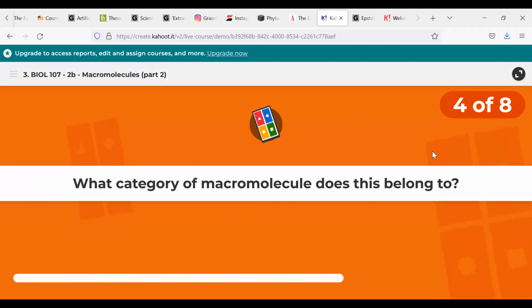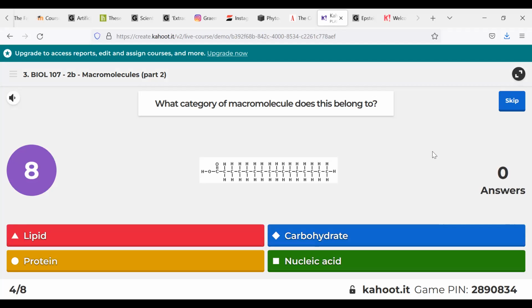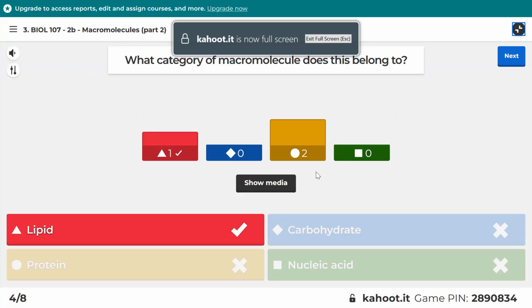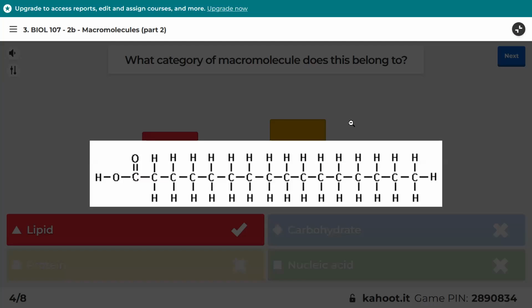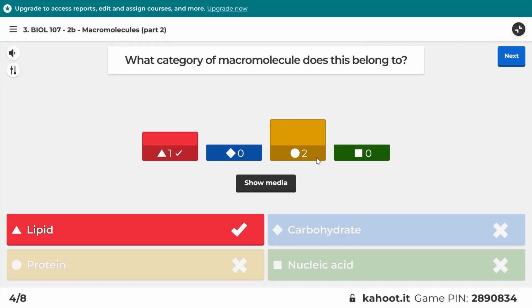Question 4, what category of macromolecule does this belong to? So this here is a lipid. You take a look at this, it is a whole bunch of carbons and hydrogens. This is actually a fatty acid.